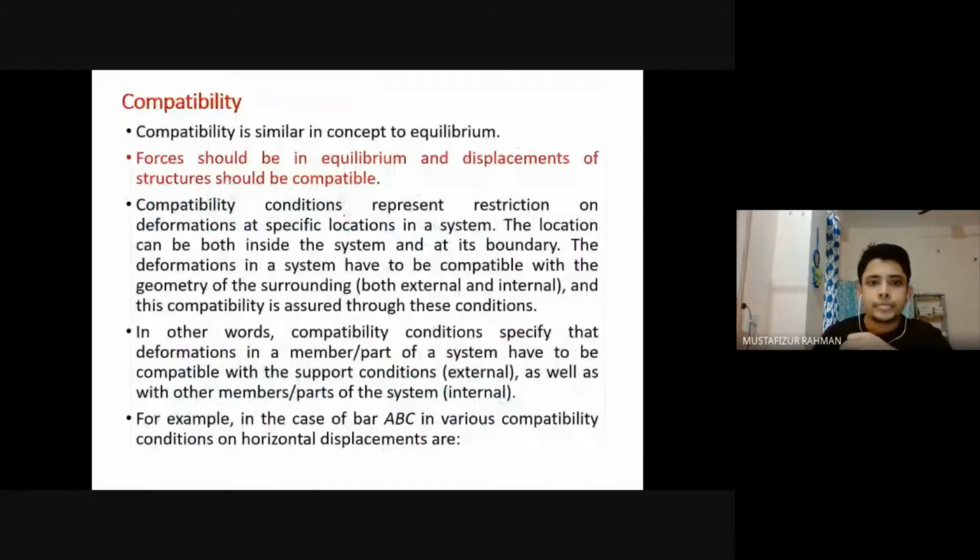So the compatibility condition represents a restriction of deformation at a specific location in the system, just like we saw. So there is a restriction on deformation. If the deformation is this much at this point, at the other point the deformation has to be exactly equal and in the opposite sense to maintain the compatibility condition, to maintain the continuity in the structure.